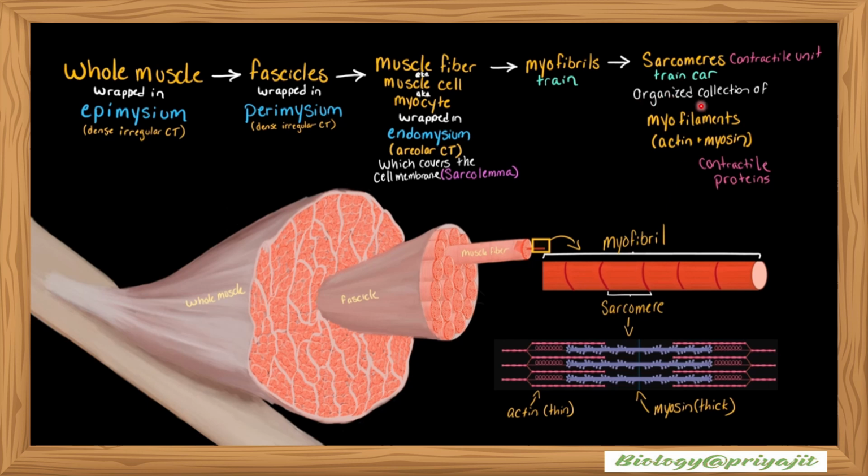So this is the organized collection of myofilaments. Myofilaments are made up of actin and myosin protein, which are the contractile proteins. These are the thin, the pink are the thin actin protein and the blue are the thick myosin protein.